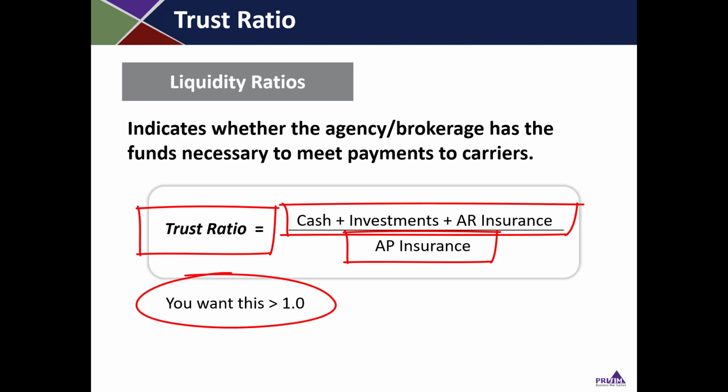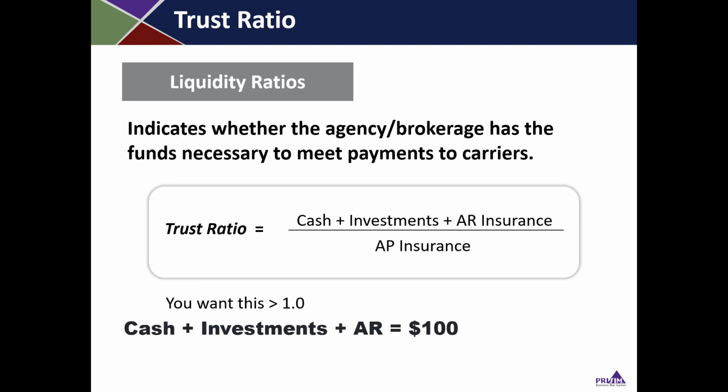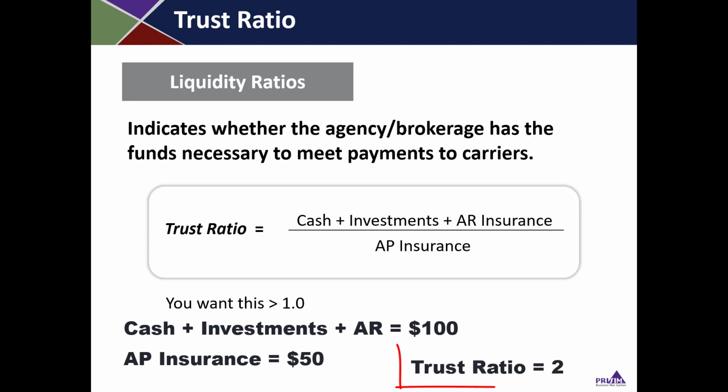As an example, let's say that you have $100 of cash plus investments plus accounts receivable from your insurance customers. And say that you also have $50 of payables that you owe to carriers that you need to pass along to them. That means that you would have a trust ratio of 2.